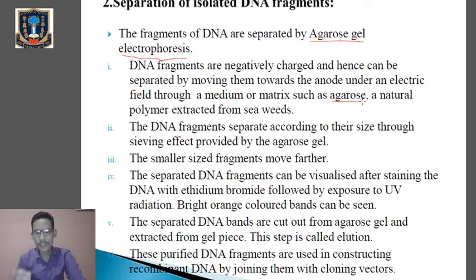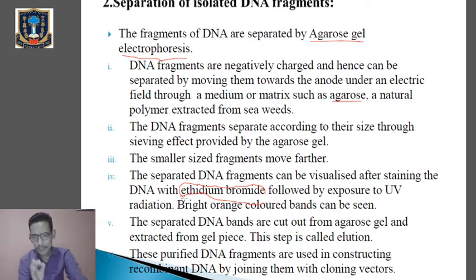Now when the DNA fragments have been separated according to size, the separated DNA fragments can be visualized after staining with the help of ethidium bromide. After that, it has to be exposed to UV radiation, so a bright orange color will be visible, and that is the DNA.